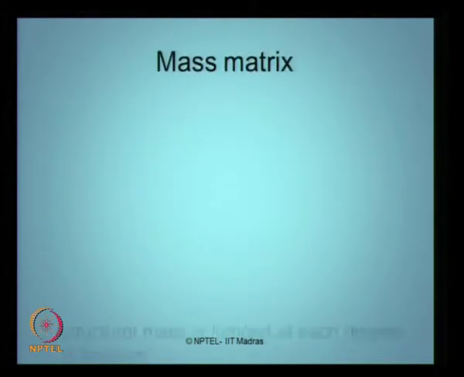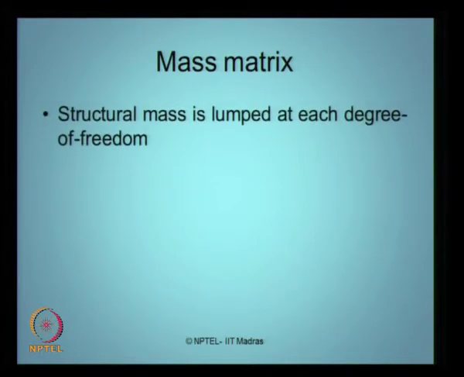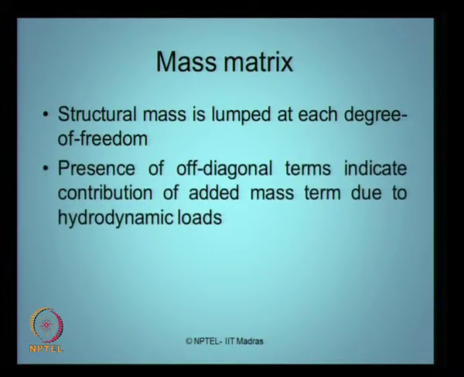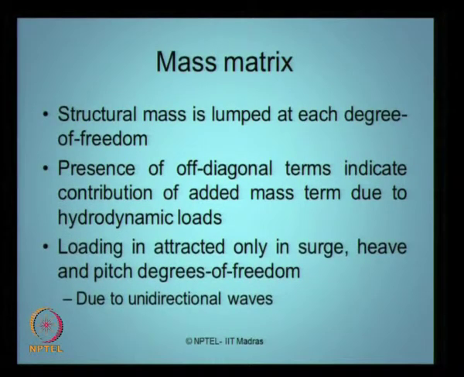Coming back to the mass matrix, structural mass is assumed to be lumped at every degree of freedom, therefore, the mass matrix is supposed to remain diagonal, but the off-diagonal terms are also present, they indicate the contribution of added mass term due to hydrodynamic loading. The loading is attracted in this problem only in 3 degrees of freedom, that is surge, heave and pitch degrees of freedom, because of unidirectional wave acting on the structure.